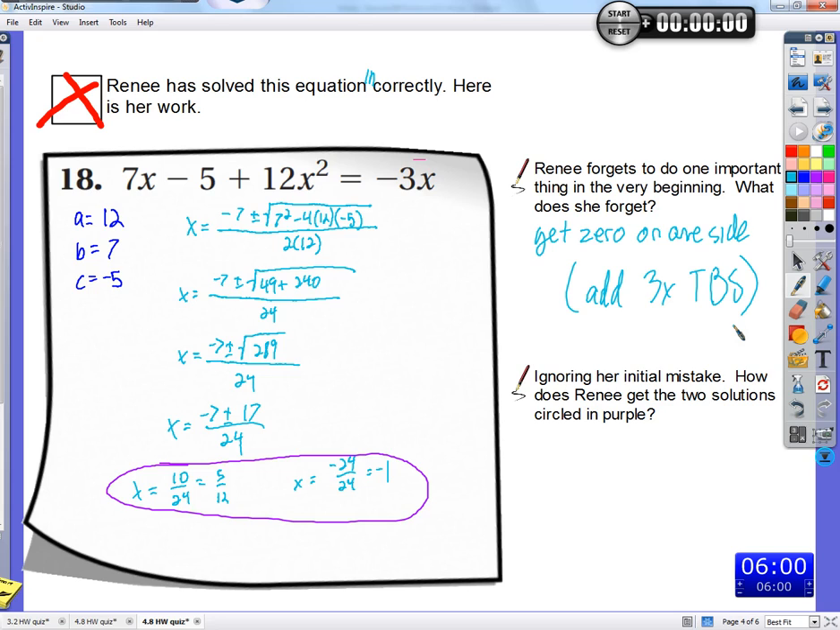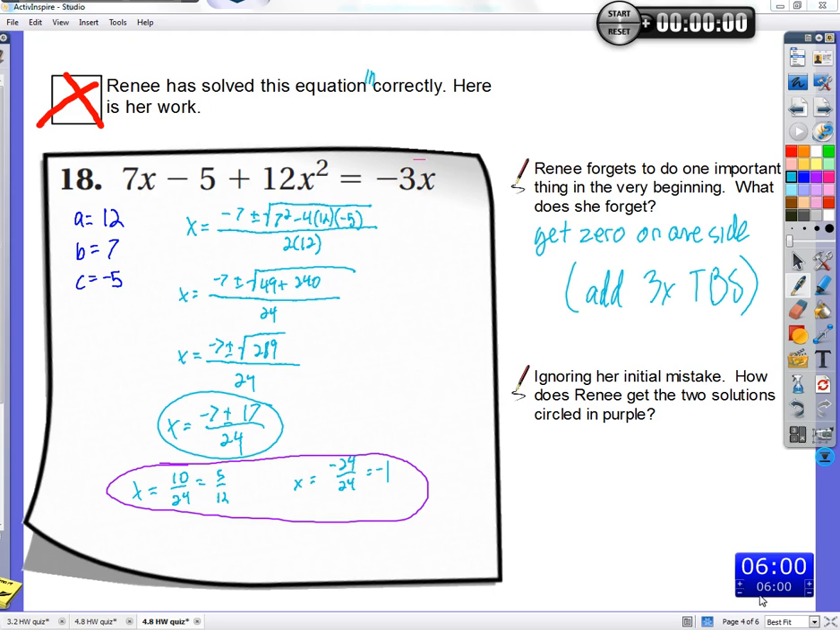So let's pretend like that wasn't a mistake. Let's pretend like there's some other quadratic equation that you would plug these numbers into, and that would be the process. How does she get these two solutions, this one and this one? She's here, and then all of a sudden she has two. So write down for yourselves in your notes. How did she do that? So what's happened? How did she get those two different?